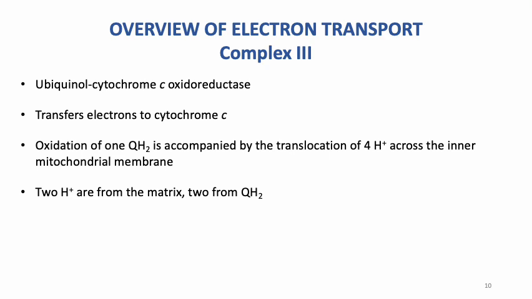Now I come to discuss complex 3. Its systematic name is ubiquinol cytochrome C oxidoreductase, because it takes the electrons from QH2 and they will pass through this complex, and are delivered to cytochrome C, which will shuttle them to complex 4.